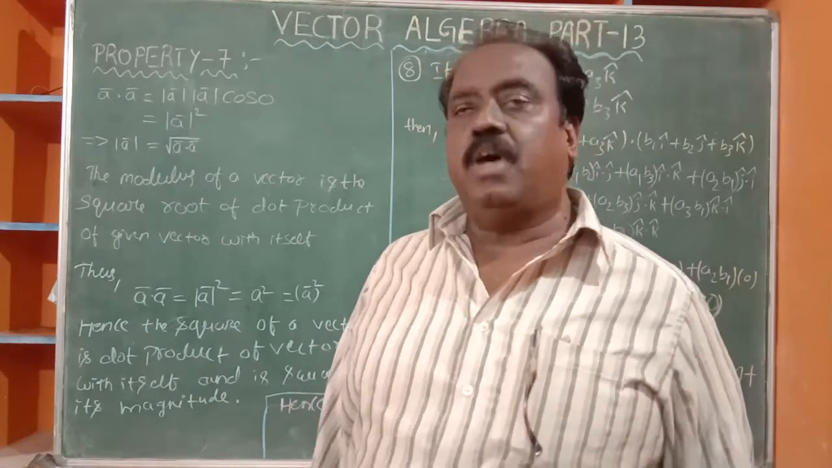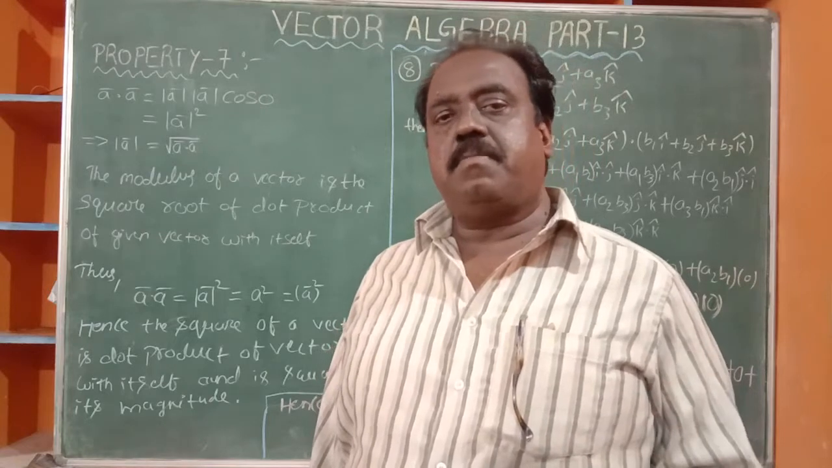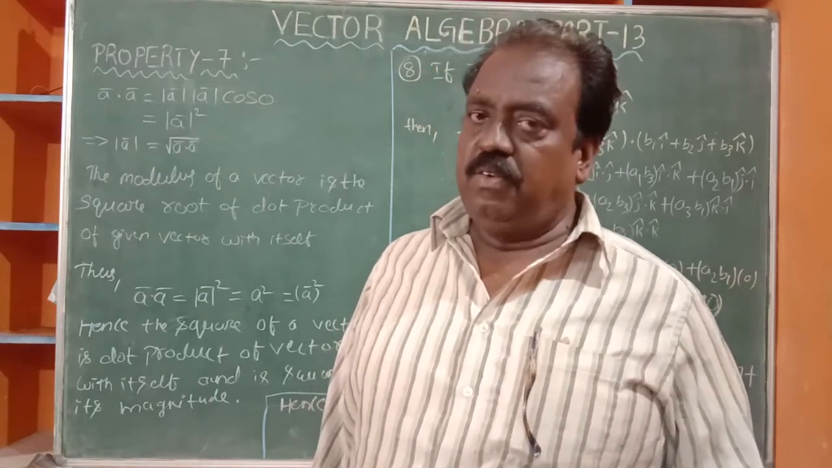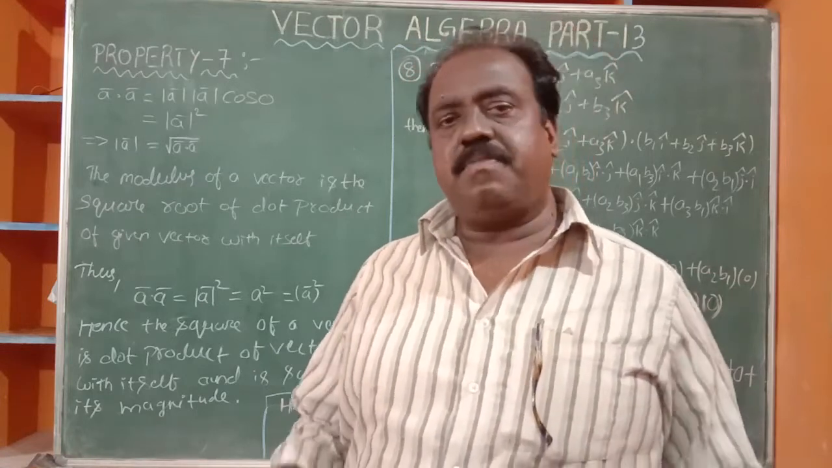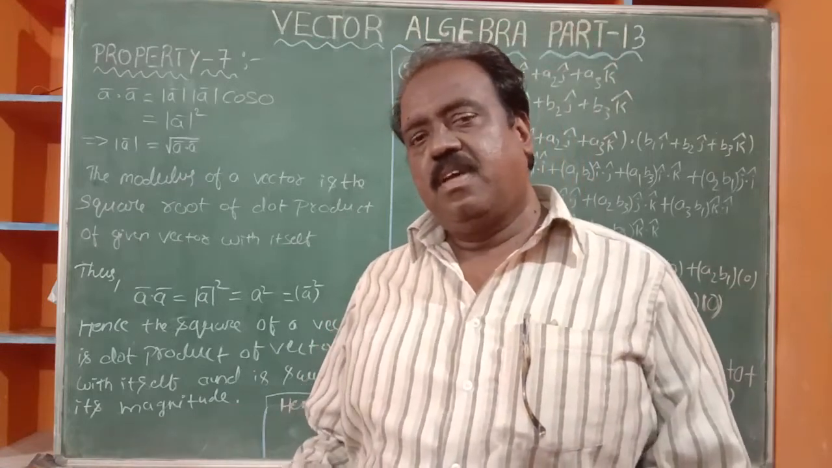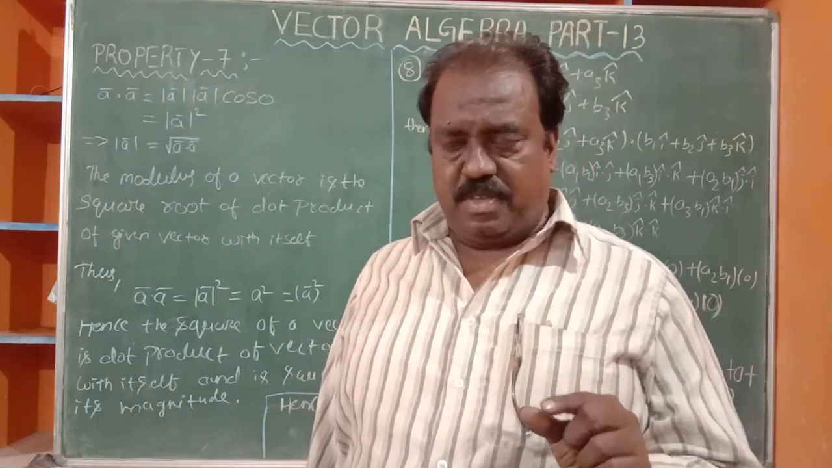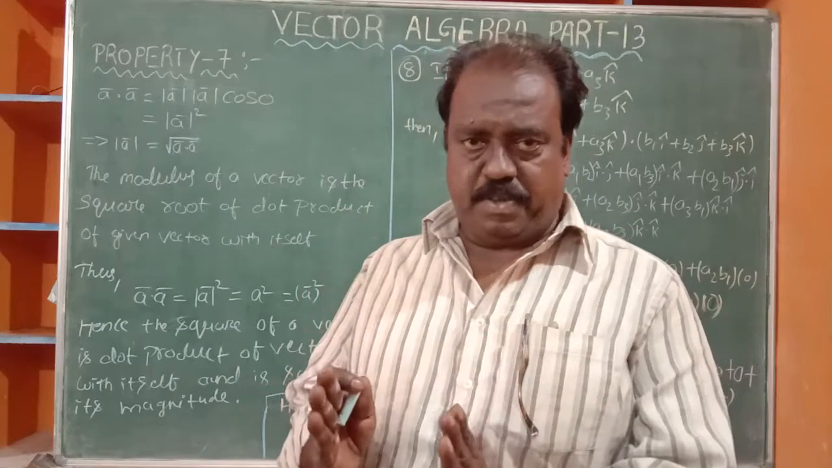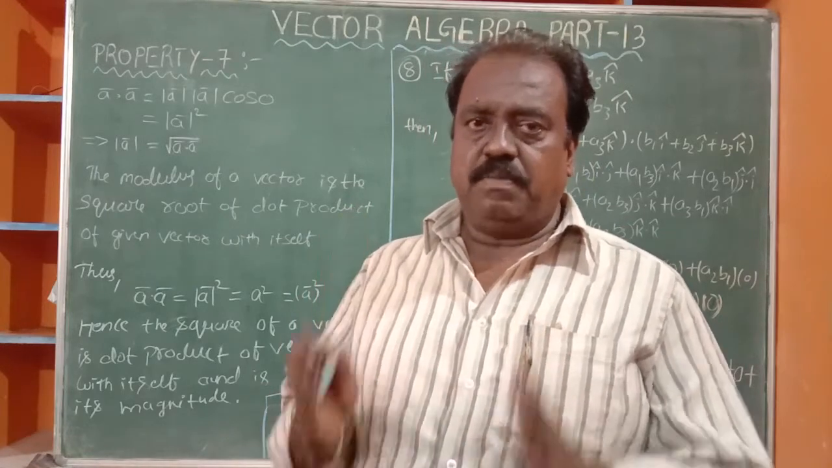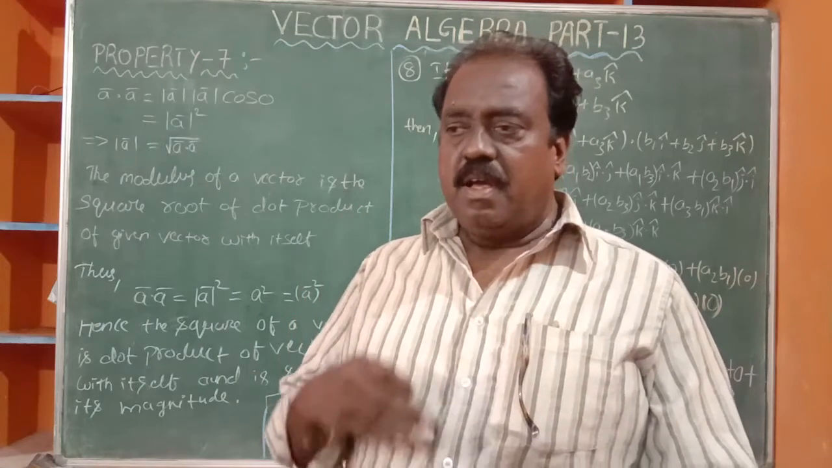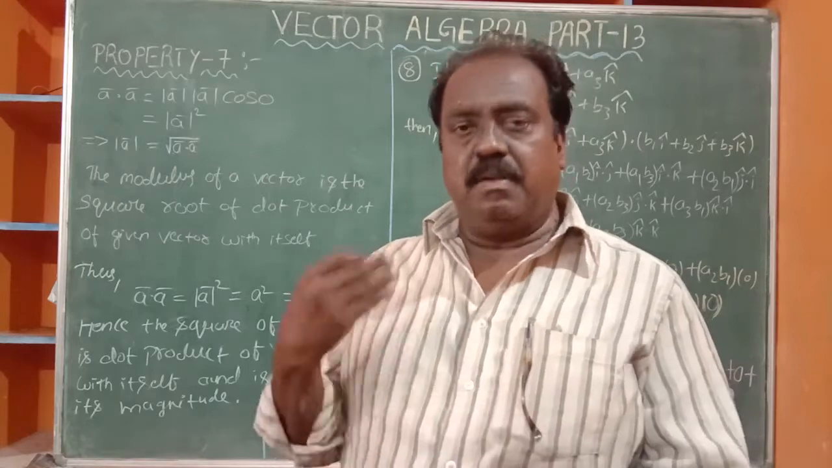Derivation also, geometrically: A bar dot B bar is equal to modulus of A bar, modulus of B bar, cos theta, where theta is the angle between the two vectors. Modulus of A bar and modulus of B bar are their magnitudes. A bar dot B bar is the modulus of the first vector, that means its length, multiplied by the projection of the second vector on the first vector.